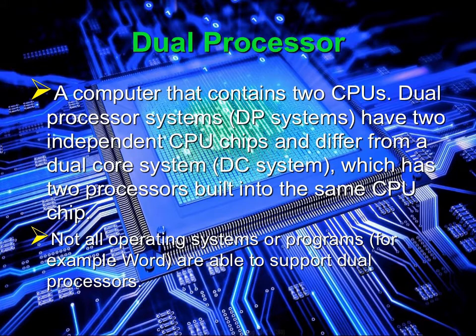Next is the dual processor. A dual processor is a computer that contains two CPUs. A dual processor system has two independent CPU chips and differs from a dual core system, which has two processors built into the same CPU chip. Not all operating systems or programs are able to support a dual processor, for example Word.